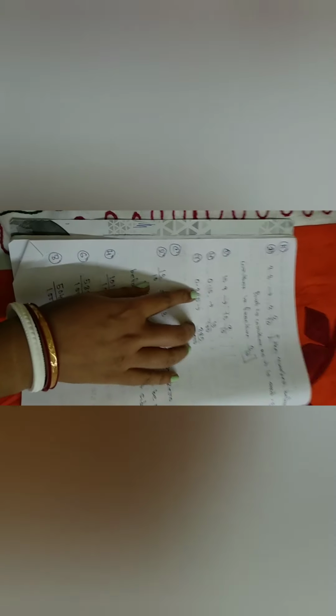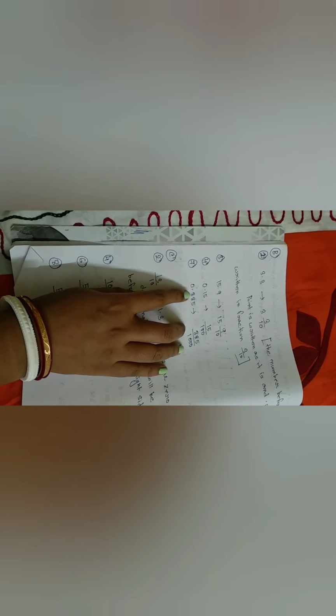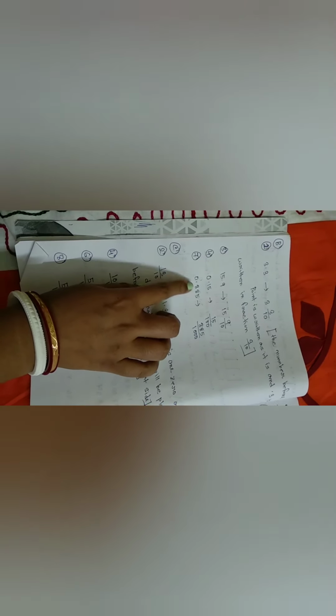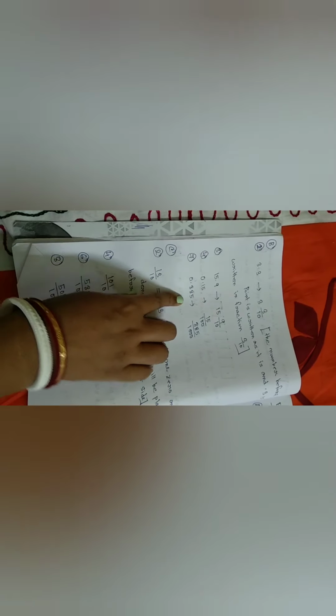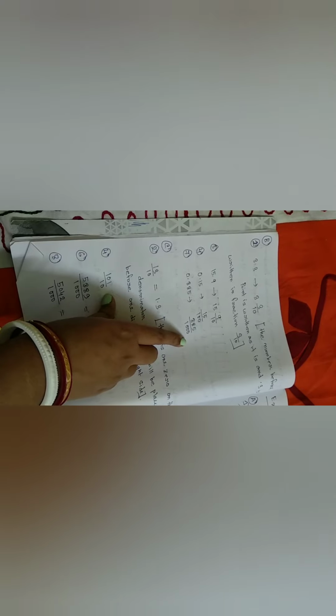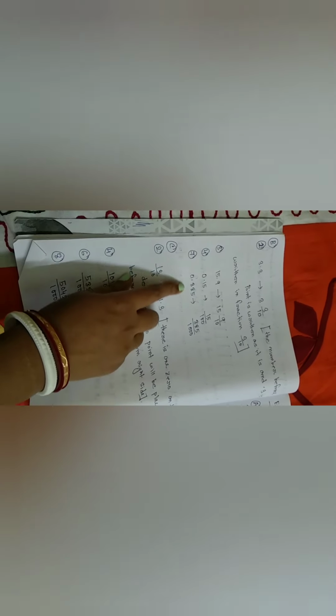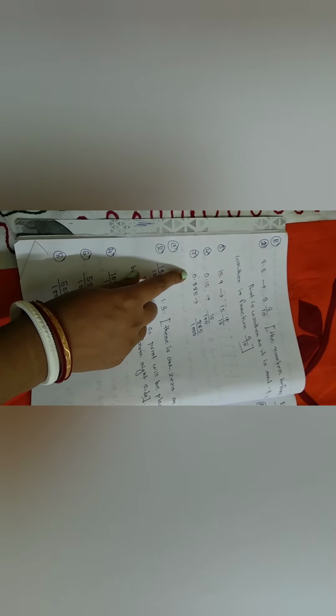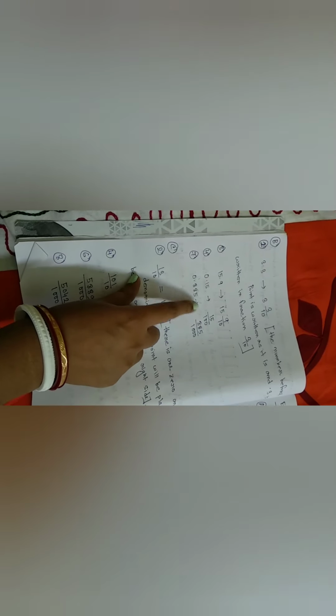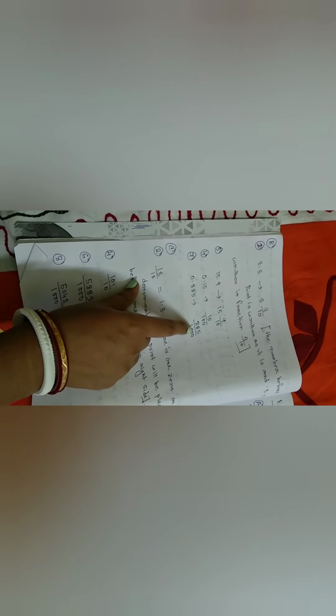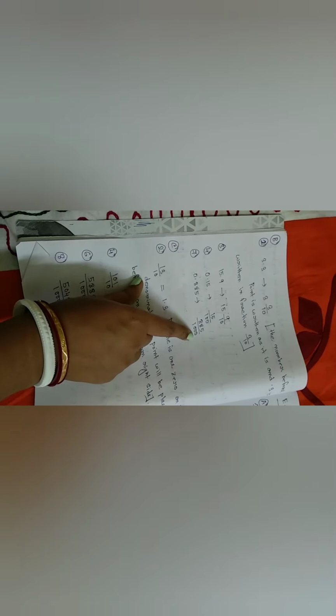Now come to sum number 7, 0.885. Here after the point there are 3 digits, so there must be 3 zeros after 1 in the denominator of 885. See, there is no whole number, so write down 885 and then in the denominator write 3 zeros after 1.